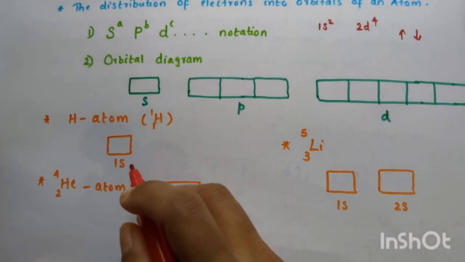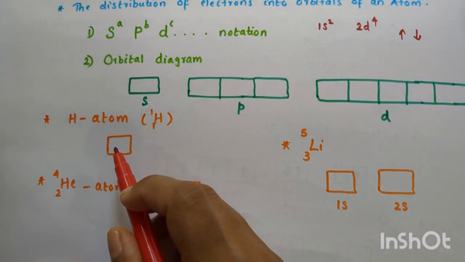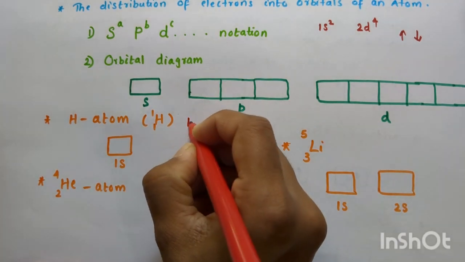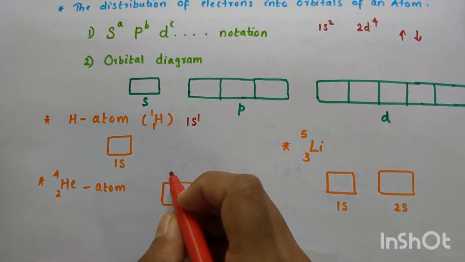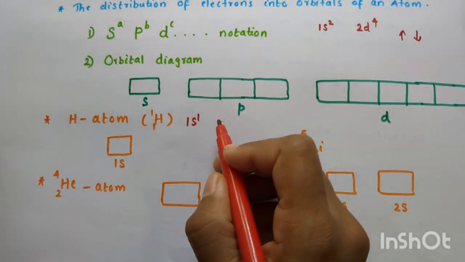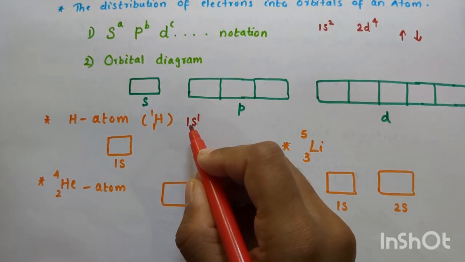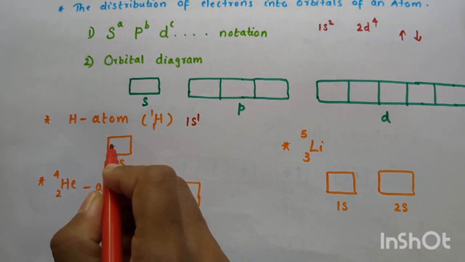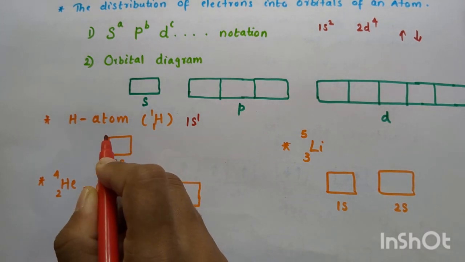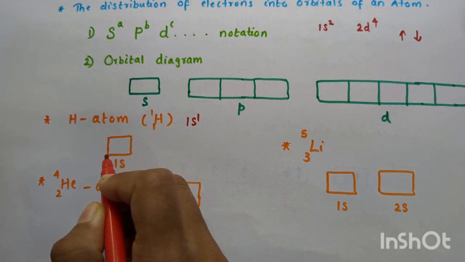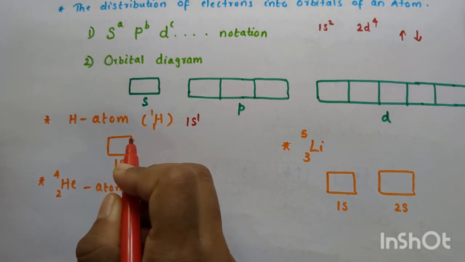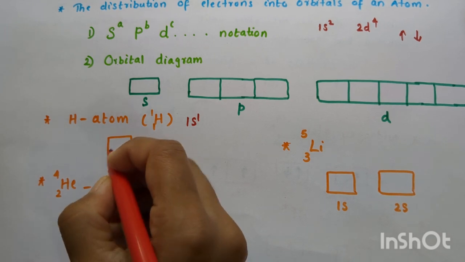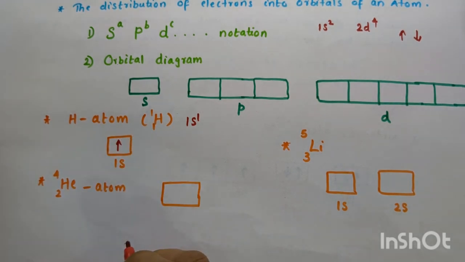Let us consider the hydrogen atom. Its atomic number is 1, so its electronic configuration will be 1s1. It means that it has only 1 electron in the 1s orbital. So its orbital diagram will be, for 1s, the subshell represented with a box, and only 1 electron here, so we will represent it like this.